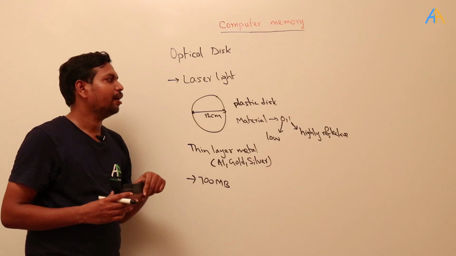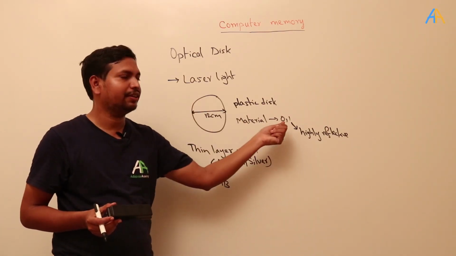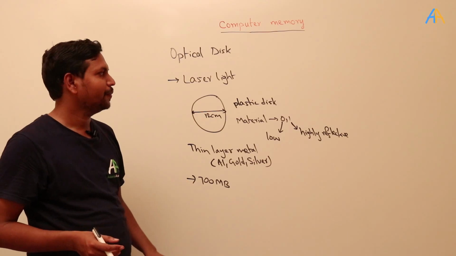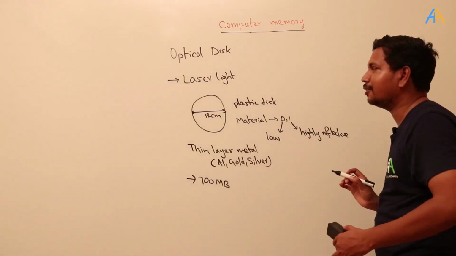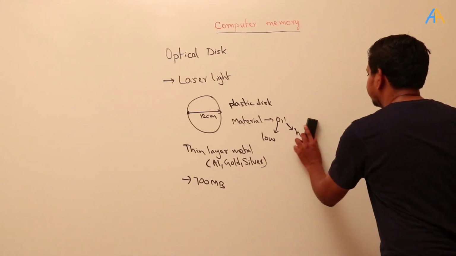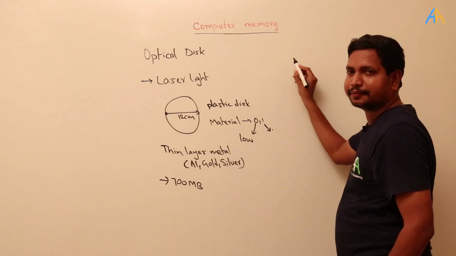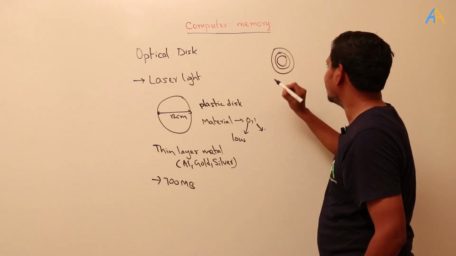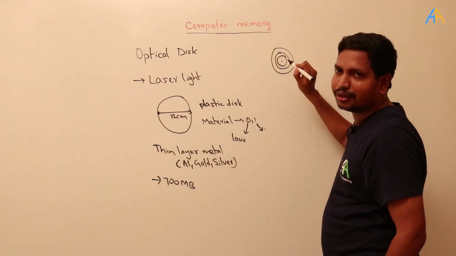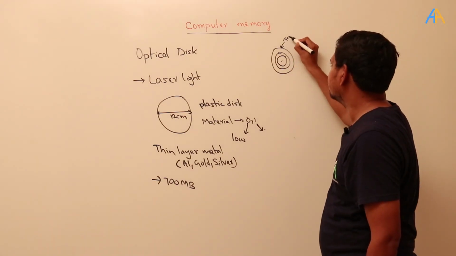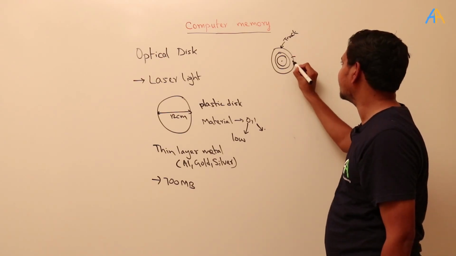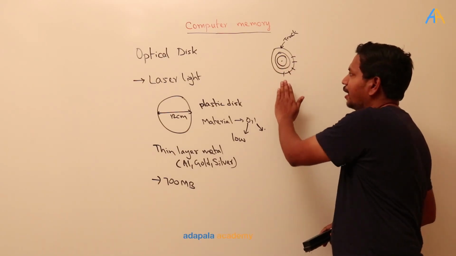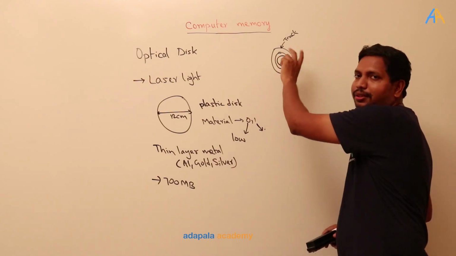There is a laser light falling on the material. If it is reflecting high, it will be read as 0, and if it is reflecting low, it is read as 1. Now we'll see the internal construction of the CD. We have studied about the magnetic disc. This is similar to the magnetic disc, but there is a small difference. A magnetic disc is made out of concentric circles, and these circles are called tracks. Each track is divided into sectors. The read write arm goes to the particular track, that means a particular circle, and after that goes to the particular sector.